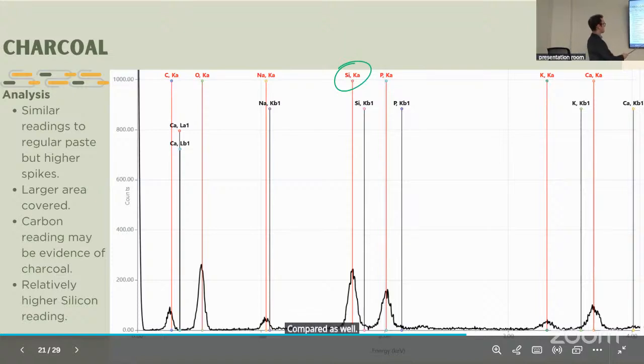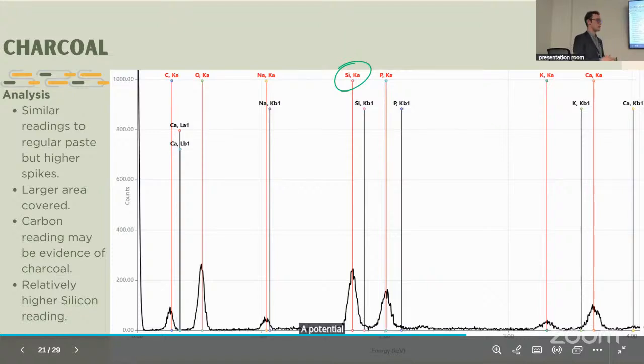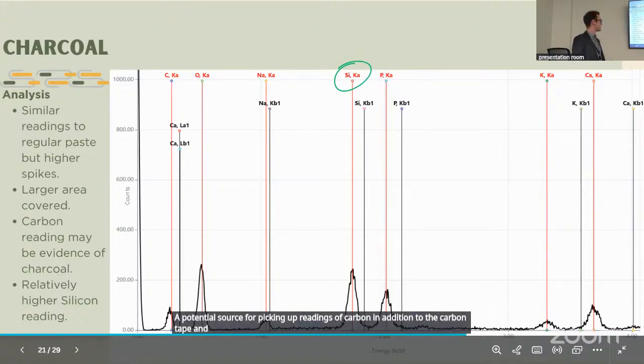And to the carbon again. Carbon spike is here, like I said, semi-unreliable. And one thing in addition to this sample that we can think of when we are talking about the carbon is that the carbon could be the charcoal itself. So that is yet another potential source for picking up readings of carbon in addition to the carbon tape and the content of the toothpaste. So that is something we had to bear in mind, that a proportion of this should be allocated to the charcoal content as well.